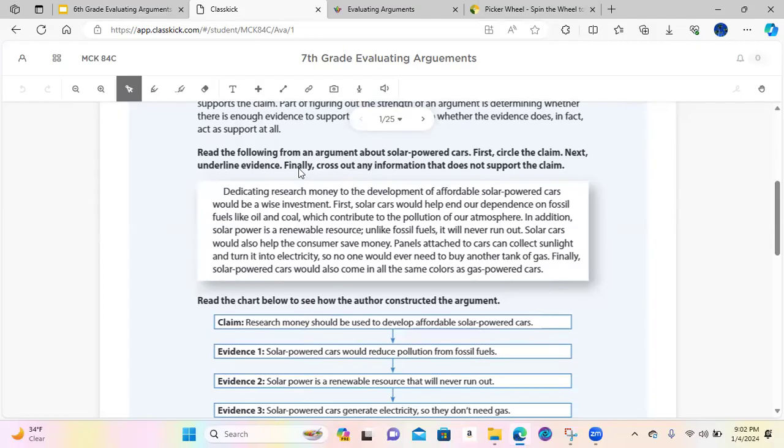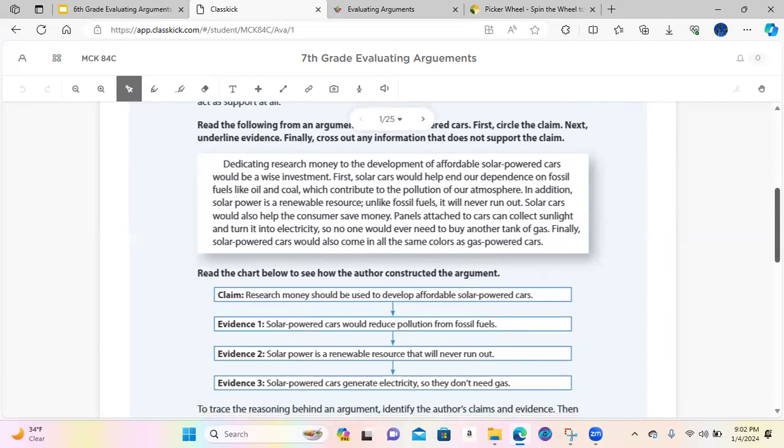Read the following from an argument about solar-powered cars. First, circle the claim. Next, underline evidence. Finally, cross out any information that does not support the claim.